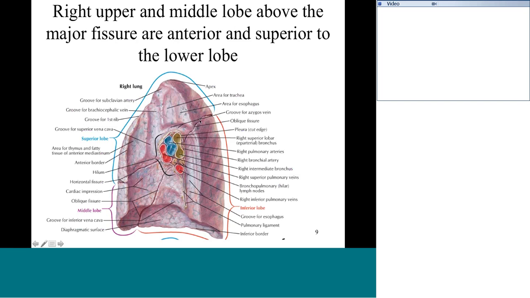So this is the right lung and this is the major fissure. The major fissure is also called the oblique fissure, and so the upper and the middle lobe automatically come as the anterior structure and the lower lobe comes as the posterior structure. So what we call an upper pulmonary vein is also an anterior pulmonary vein, and what we call a lower pulmonary vein is also a posterior pulmonary vein.